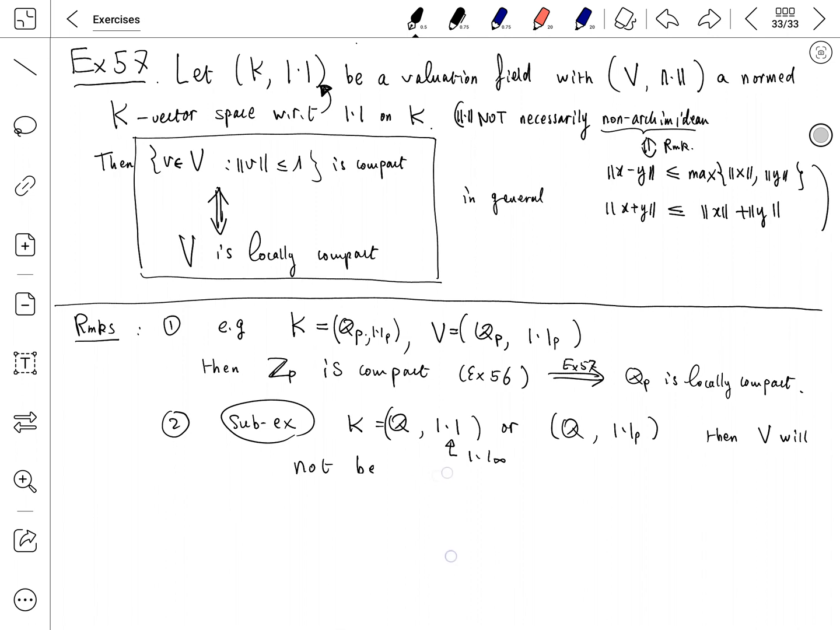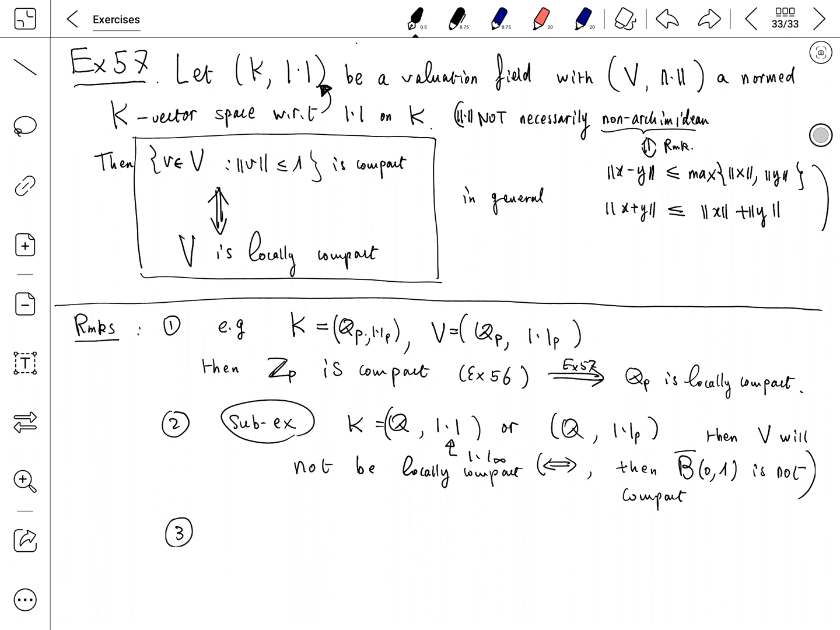Locally compact, or equivalently, the unit ball. Let me just use the notation: the unit ball, the ball centered at 0 with radius 1, and then take the closed ball, is not compact. Exercise.